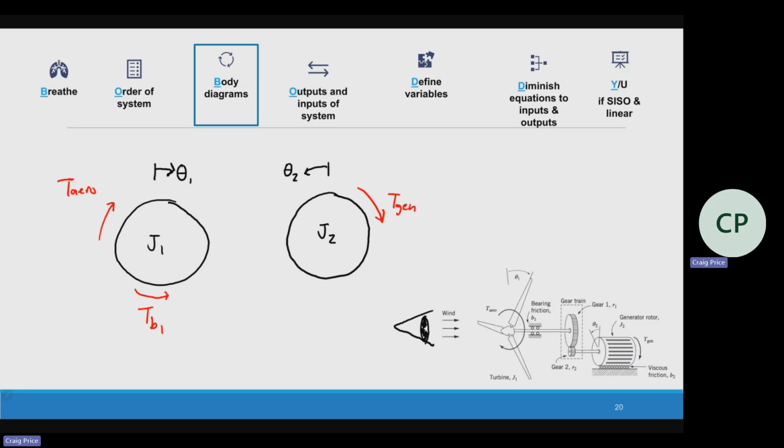Similarly, for J2, we also have a viscous friction. It's a different coefficient, B2. Which way should that point? I thought, yeah, this way. Clockwise? Clockwise. Yeah, it should be clockwise.